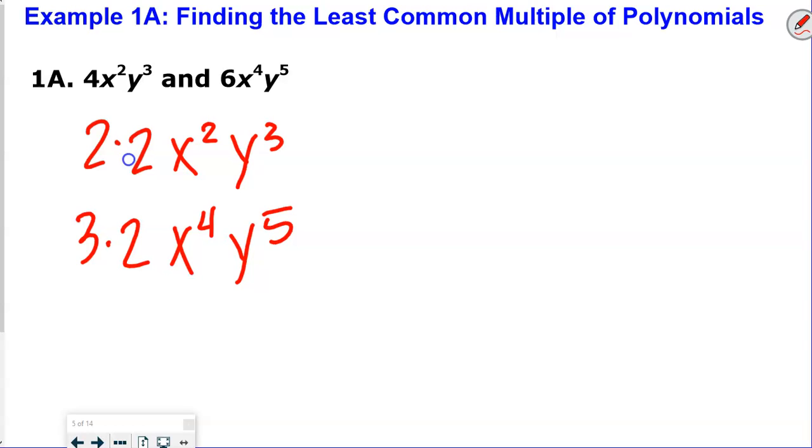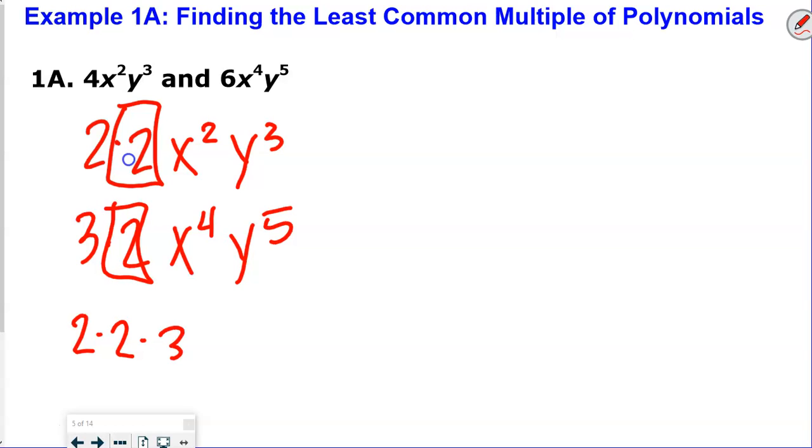We have to find what coefficients we have in the top one. So we have a 2 and a 2. Now we have a 2 here and a 2 here, so I don't have to write them twice. I only have to write them once, okay? Then we just have a 3, right? Then our highest exponents are x to the fourth and y to the fifth. So 2 times 2 is 4, times 3 is 12. So this is going to be 12 x to the fourth y to the fifth.